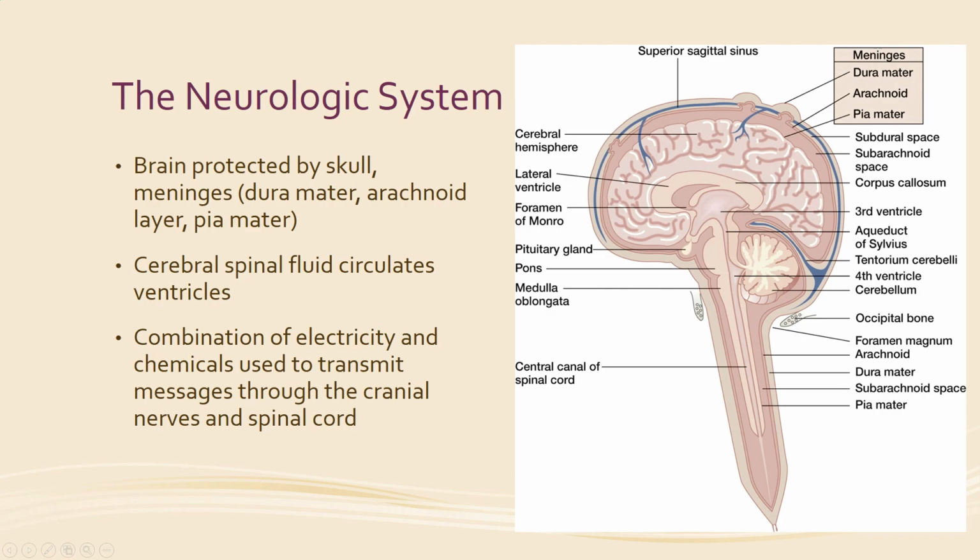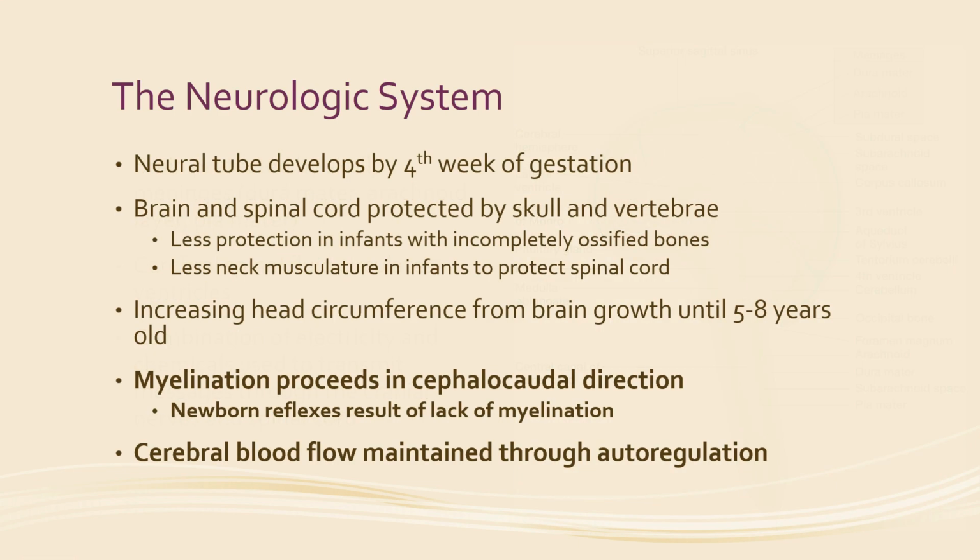Let's talk about the neurologic system of children. So, when it comes to the brain, the meninges, a lot of this stuff is exactly the same, so I'm not going to go into that. It is important to note that the head circumference will increase over time, peaking at about 5 to 8 years old. So that's one of the reasons why we have to keep measuring the head circumference. We have to compare it to the growth chart, right? Make sure that it follows the curve that we would expect it to follow.